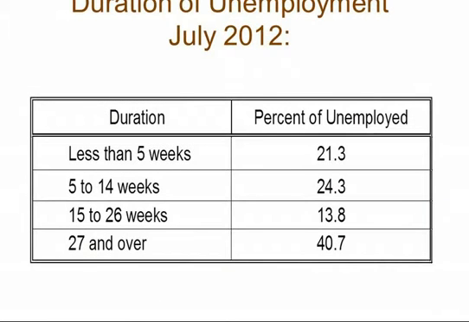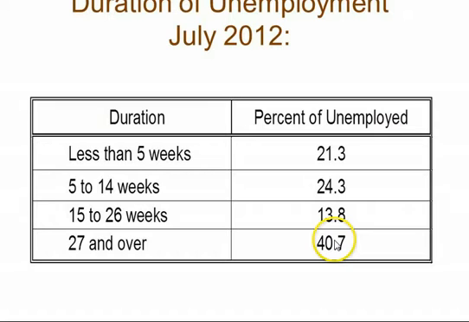We were talking about the duration of unemployment, and we see that we could break down the unemployed by the time it takes them to find work. In July 2012, you could see that most of the people, 40.7%, were unemployed for over 27 weeks. And when the economy improves, this is a number that should go down. But this gives you an idea of the stress being put on the economy with a persistently high unemployment rate.